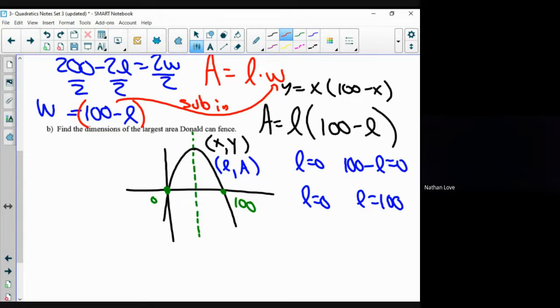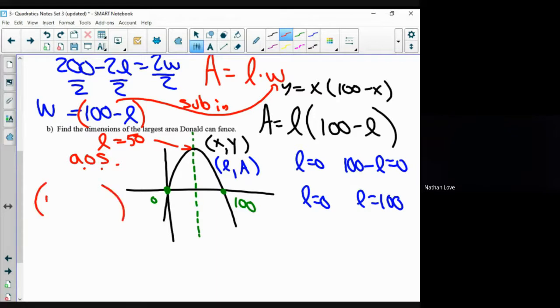What's that distance? 50. So x is equal to 50. Or L, I should say. L is equal to 50. That's the AOS. That's your axis of symmetry, guys.